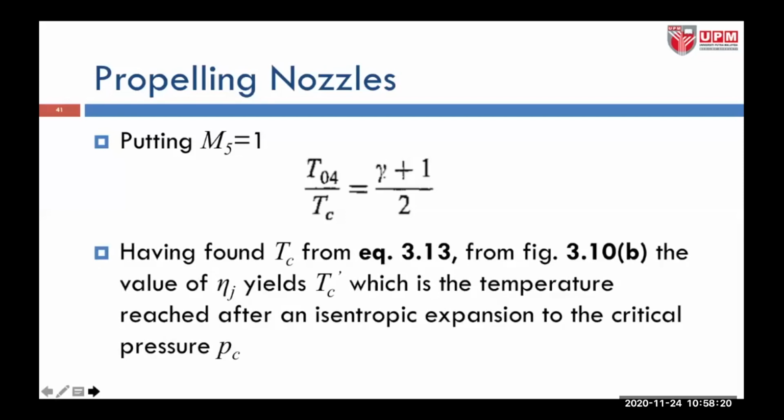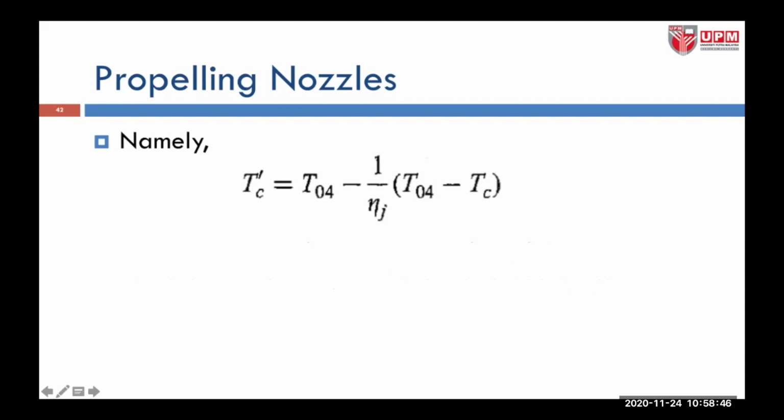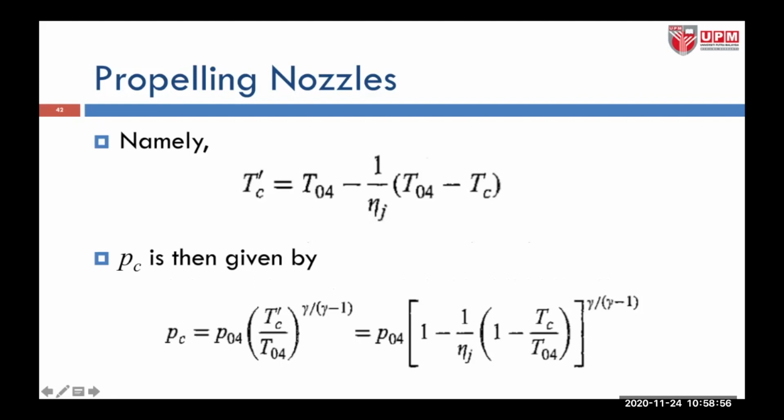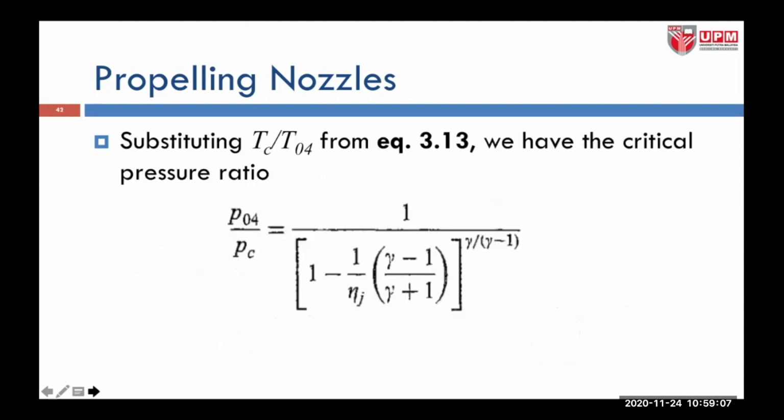Having found the critical temperature from equation 3.13, from figure 3.10b, the value of zeta J, the jet efficiency, yields T prime C, which is the temperature reached after an isentropic expansion to the critical pressure, which is PC. Namely this, we include the expression of the efficiency there for the jet. And PC is then given by this expression, where we have the term zeta J inside, with the ratio of critical temperature over TO4. And substituting TC over TO4, we have the critical pressure ratio now, right?